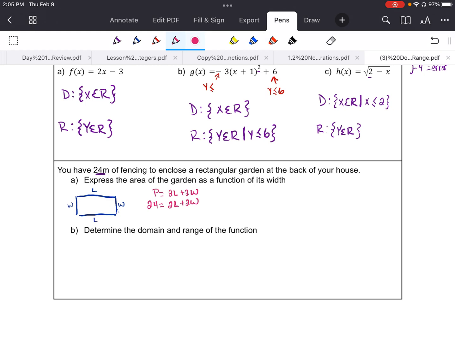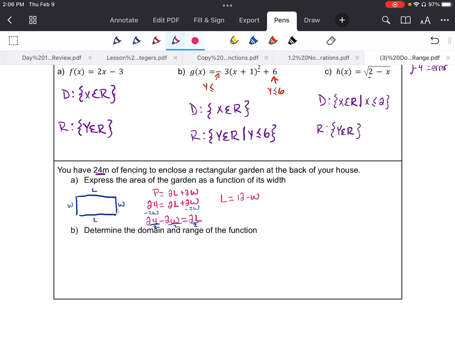Okay, I want to isolate the L, so I'm going to subtract 2W from both sides. So I end up with 24 minus 2W equals 2L. And from there, I'm going to divide everything by 2. And that means L equals 12 minus W. Okay, so all the L's in this rectangle mean the same thing as 12 minus the width.